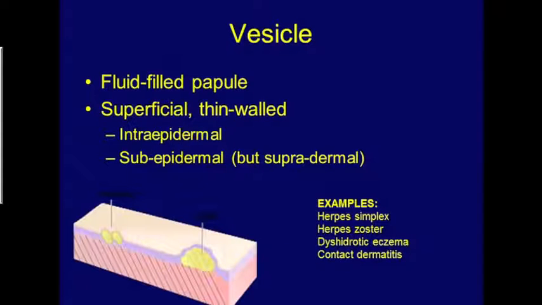A vesicle is a fluid-filled papule, superficial and thin-walled, and can be intradermal or subepidermal. It depends on the area with the collection of the fluid, whether we call it subepidermal, so under the epidermis, or in the actual epidermis itself. And we have various herpes conditions, simplex and zoster, eczematous conditions such as dyshidrosis, and even contact dermatitis.